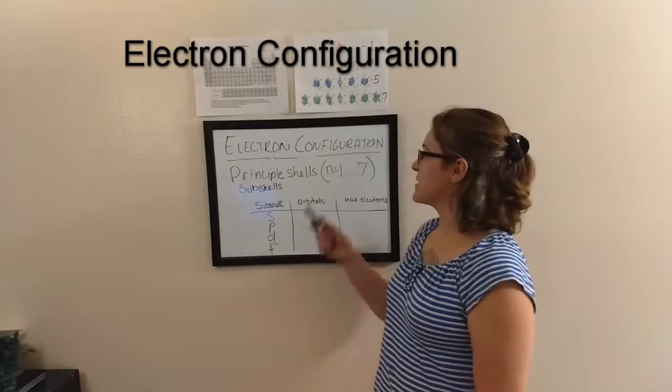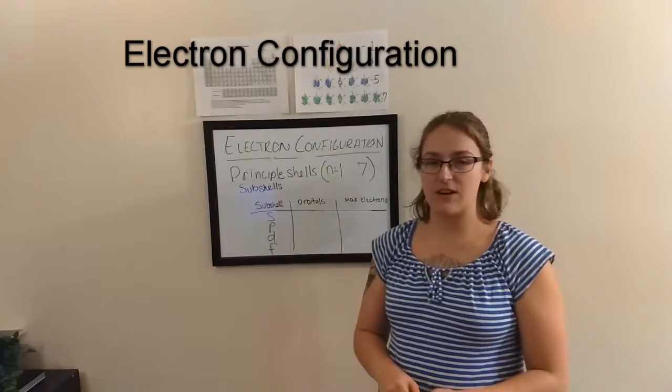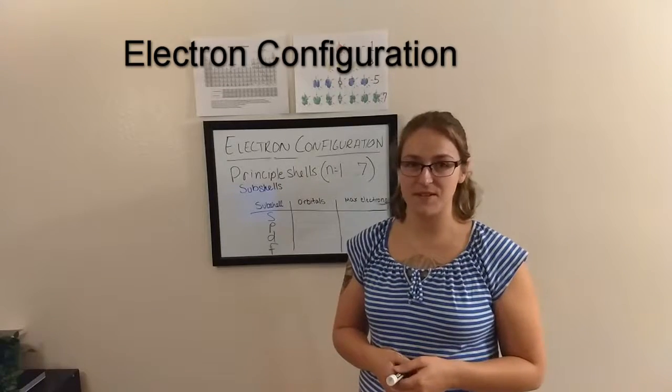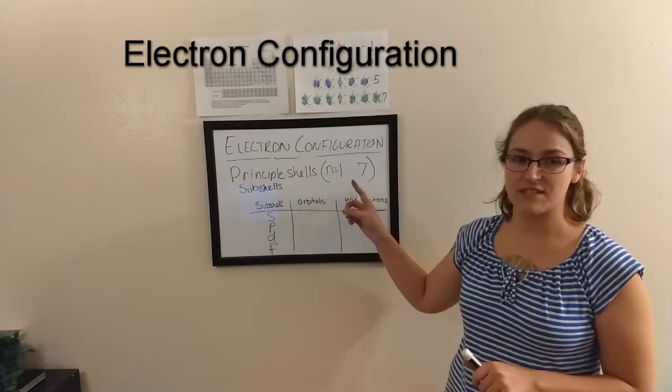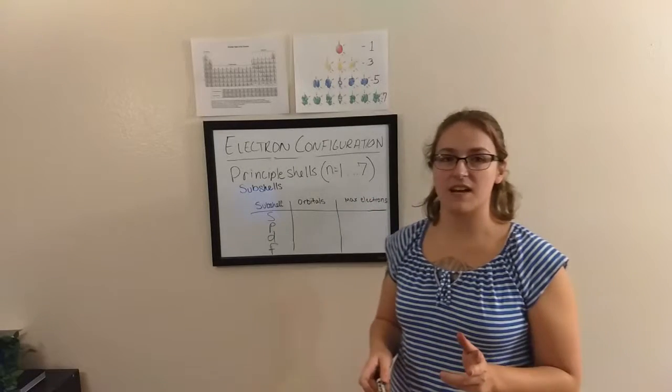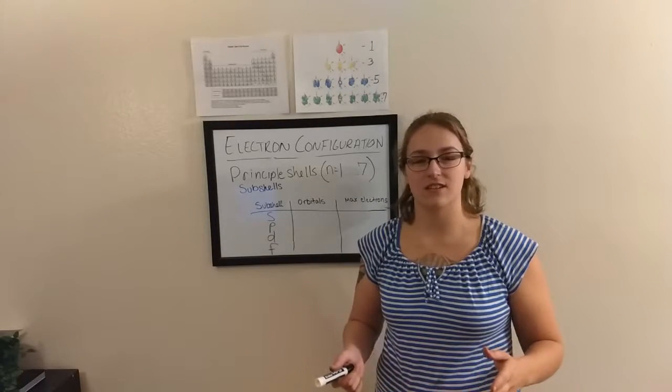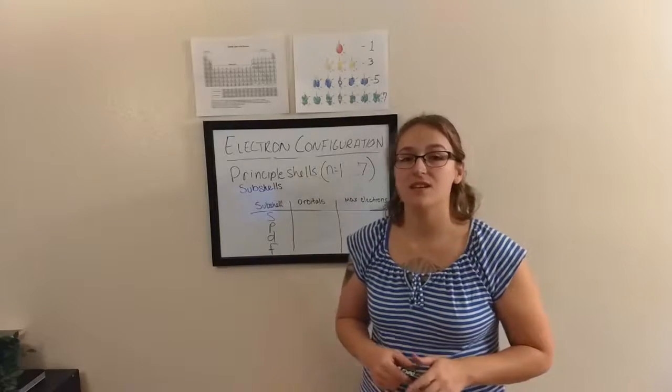I'm going to be talking about electron configuration. Now, every atom has 7 principal shells, and these are annotated by n equals 1 through 7. Principal shells tell us about the size of the orbital and the energy of the electrons that are inside of those orbitals.